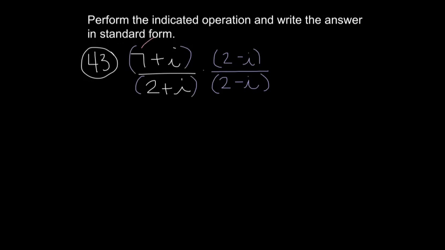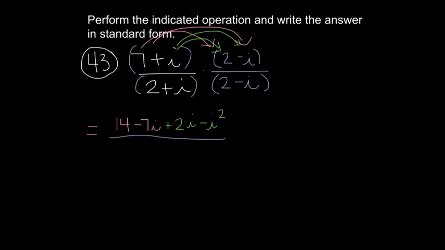In the numerator, I'll distribute the 7 to each term. So that gives me 7 times 2, which is 14. 7 times minus i is minus 7i. I'll follow that by distributing the i to each term. So the i times 2 and the i times minus i. i times 2 is plus 2i, and i times minus i is minus i squared.